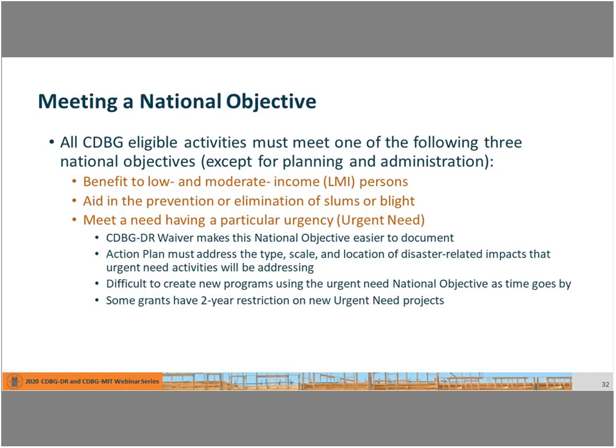It's also important to note here, because this is a bit different from what you would anticipate, that 2-year restriction on urgent need requirements may be in your substantial amendment, or your Federal Register notice. Be sure you note that. Noting also that the farther away from the disaster you are in terms of time, the harder that urgent need is to document.